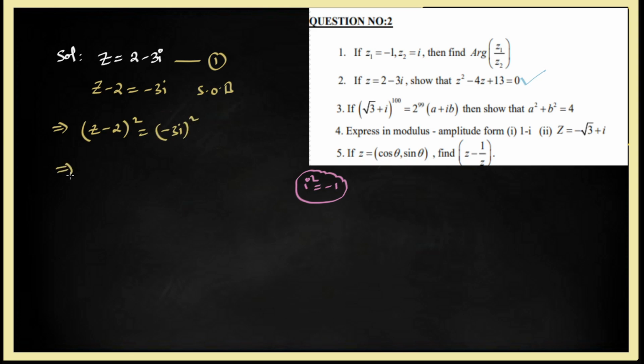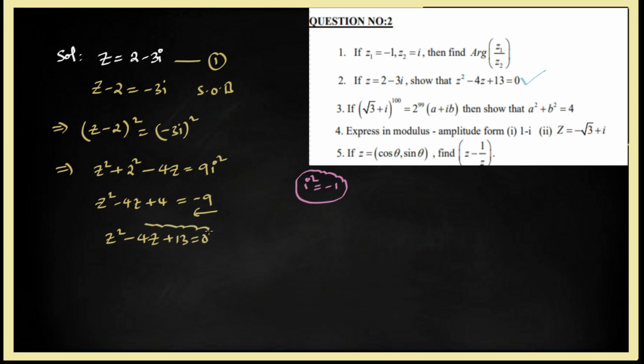So this is in the form of (a minus b) whole square. What about the formula of (a minus b) whole square? a square plus b square minus 2ab. So z square minus 4z, since 2 twos are 4, equals minus, whole square is plus, 3 threes are 9 and i square. And what about the value of i square? That is minus 1. So z square minus 4z equals minus 9 when you take it inside, so this becomes z square minus 4z plus 4 plus 9, which is 13. Therefore z square minus 4z plus 13 equals 0.